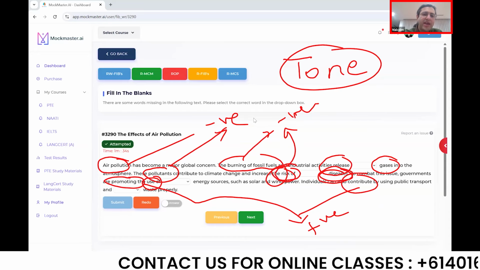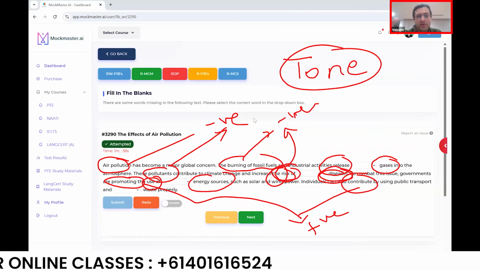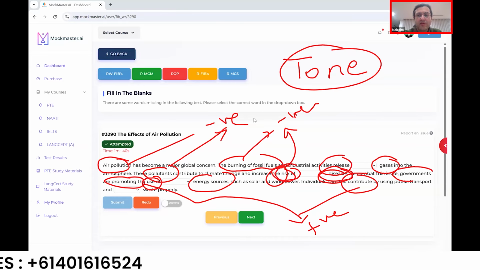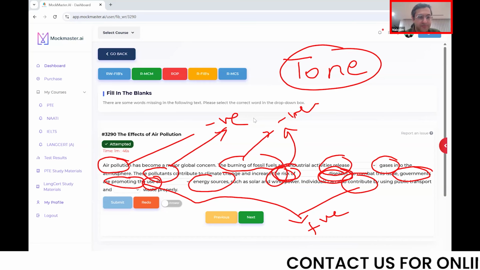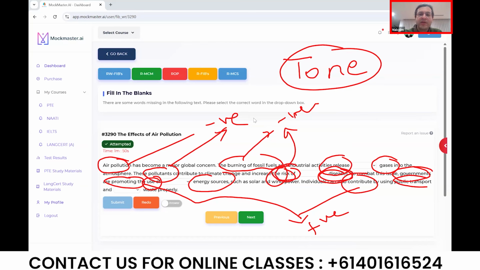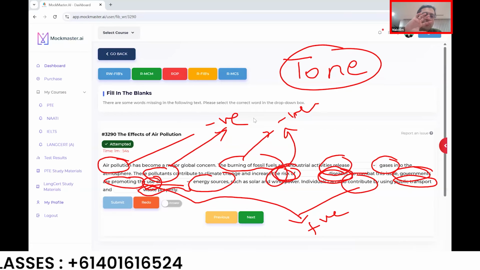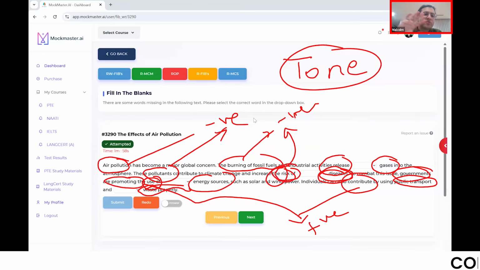Promoting the use of dash energy sources. Promoting is positive. And who is promoting? The government. What will the government promote? Probably renewable energy sources. And the last one, using public transport and dash waste properly. What do you do to waste? You get rid of waste. To get rid of means to dispose.